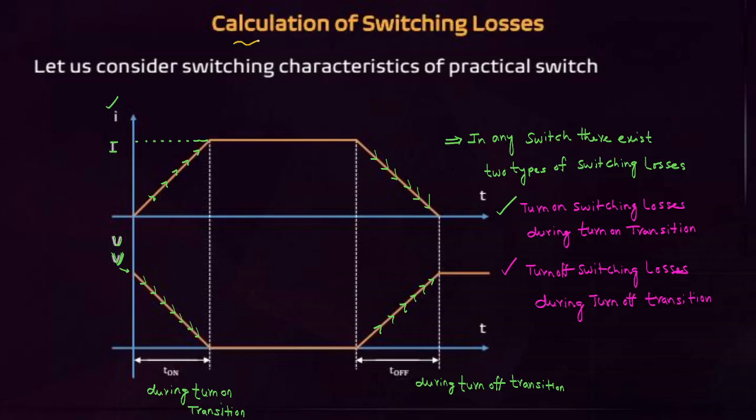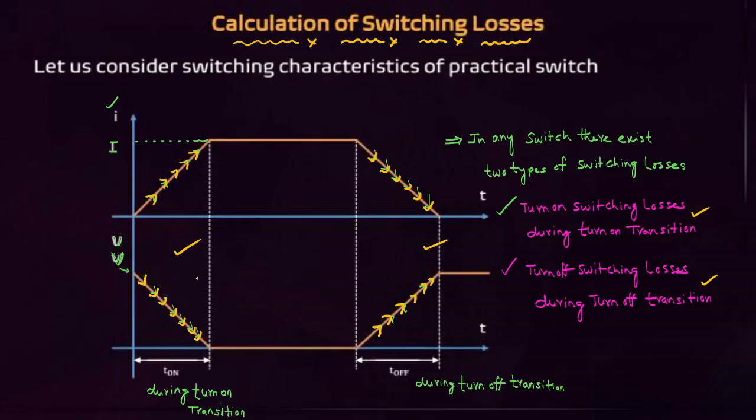Now we have to start with the calculation of switching losses. Students, we know that in any switch, during switching, there exist two types of losses. One is turn on switching losses. Another one is turn off switching losses. Turn on is characterized by rise in current. That is, during turn on, current is rising, and voltage is falling. This is also an important observation. During turn off, voltage is rising. That is, voltage across the switch is rising, and current through the switch is falling. This is how to characterize the turn on transition and turn off transition.